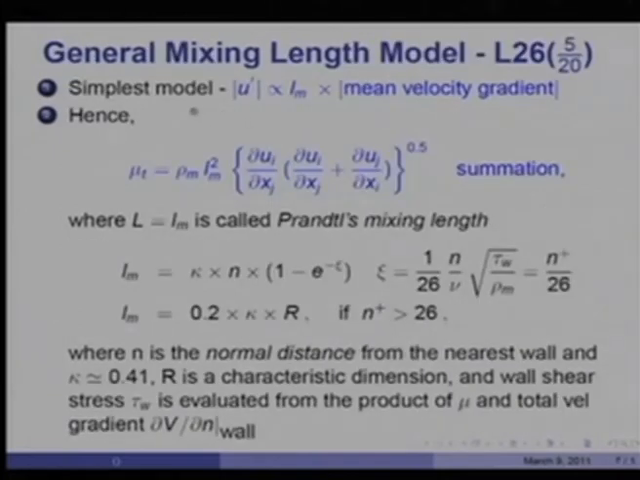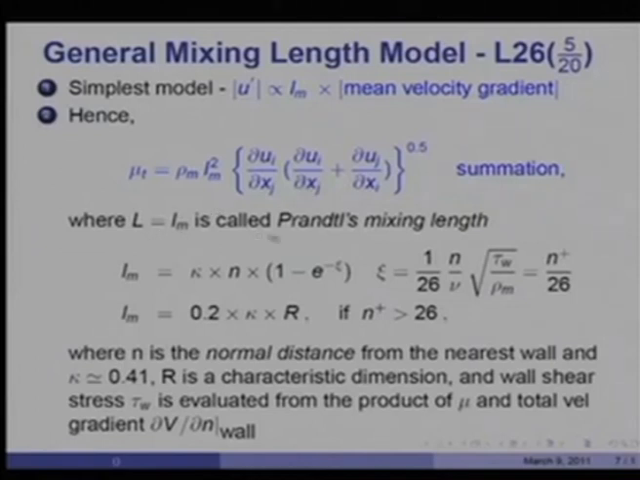So, for example, the simplest model of ui prime, which is called the general mixing length model, is to say it is proportional to some length scale L m multiplied by the mean velocity gradient. In a 3-dimensional flow, this would be given so that mu t would become rho times L m times L m into (dui by dxj, into dui by dxj plus duj by dxi) raised to 0.5, with summation. So, this is really the average mean velocity gradient.